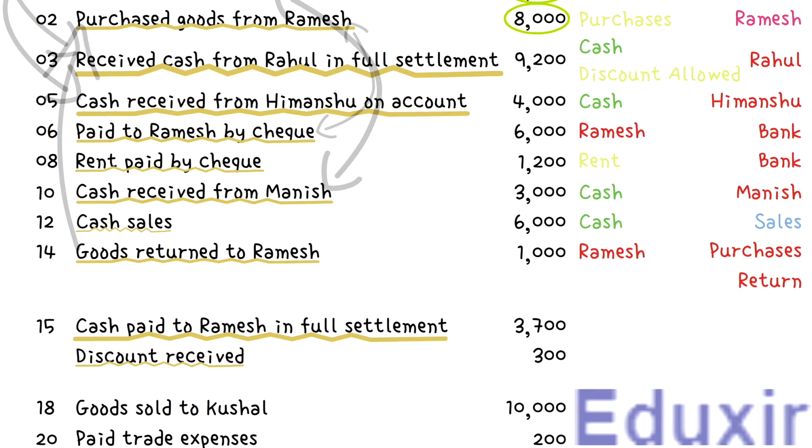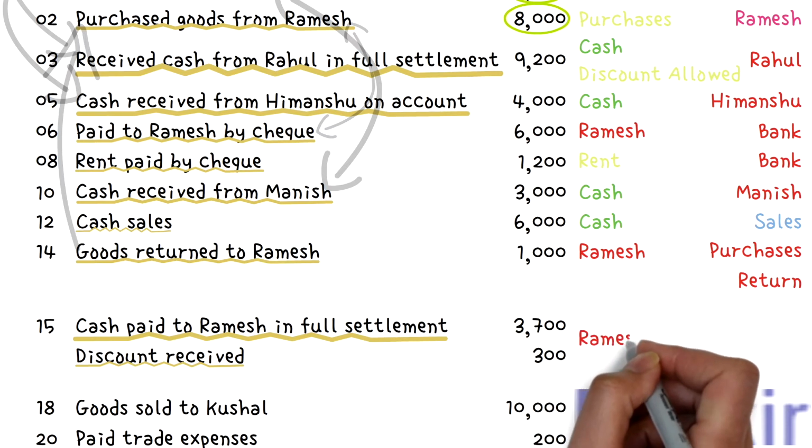So, in this transaction, as the business is paying to the creditor Ramesh, the liability of the business to pay to the creditor Ramesh is decreasing. The rule to record any decrease in the liability is to debit the corresponding liabilities account. In this case, the creditor Ramesh account should be debited.